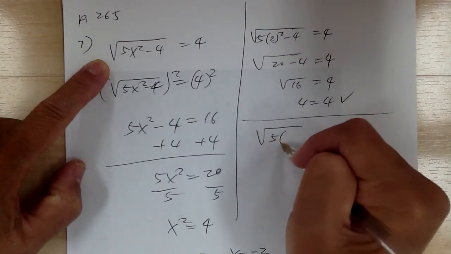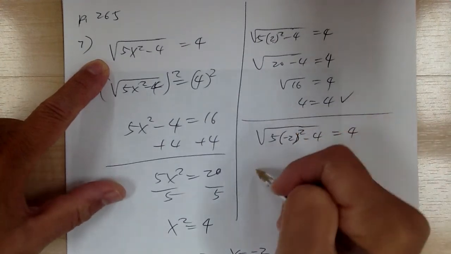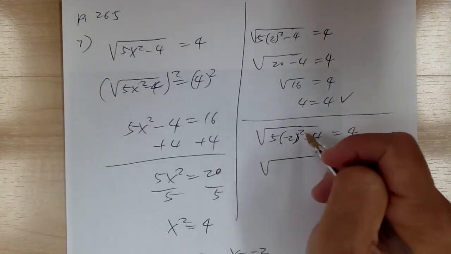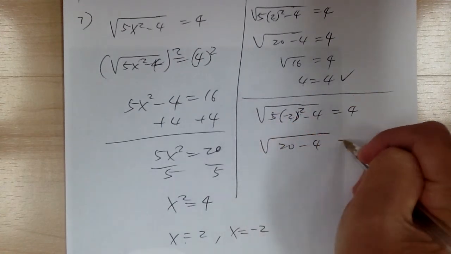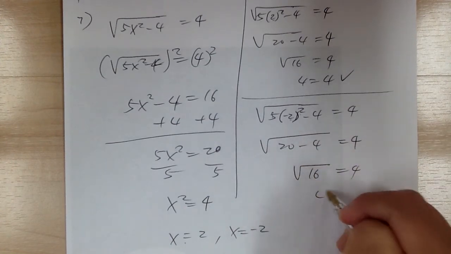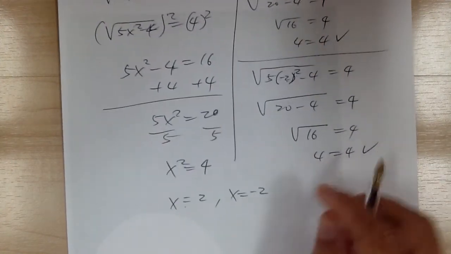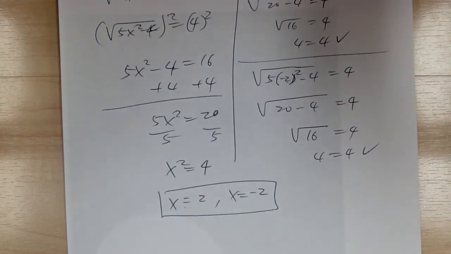So you got 5 times negative 2 squared minus 4 equal to 4. And then go and work it out. So negative 2 squared is 4. 4 times 5 is 20. So you got square root of 16 equal to 4. So you got 4 equal to 4. So this checks also. So both check out good. So that means both answers are good.